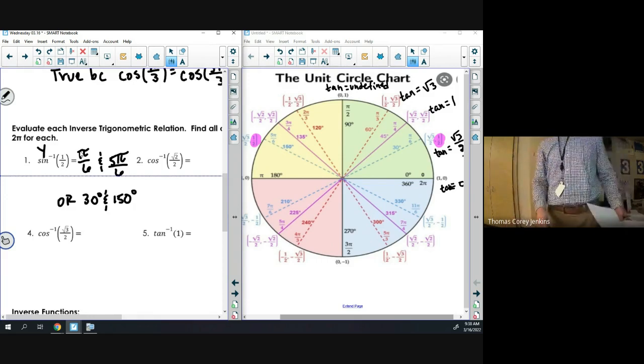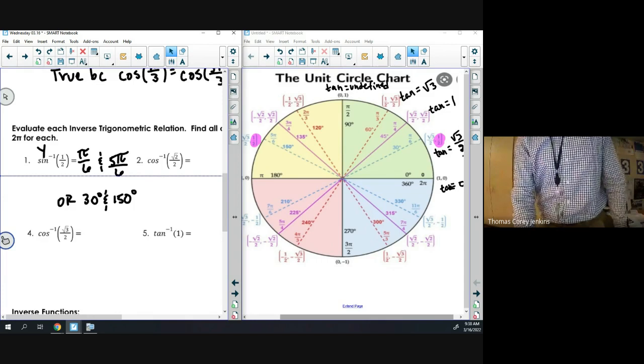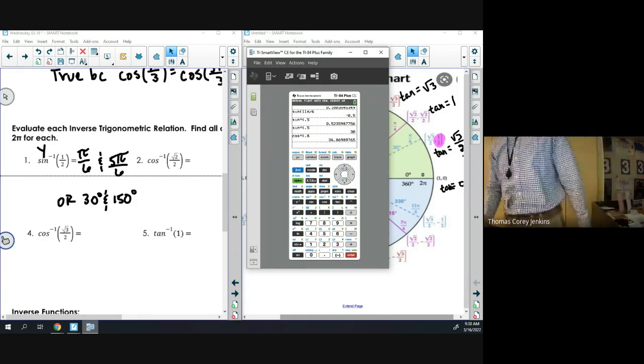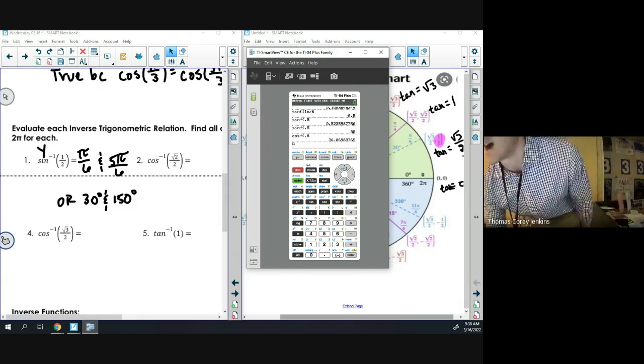Okay. All right, so then you can kind of use your calculator to check this. Okay, your calculator will just give you the first one. Okay, so if I type in arc sine, so that's second and then sine. So second sine of 1/2, or I'll just type it in as 0.5.